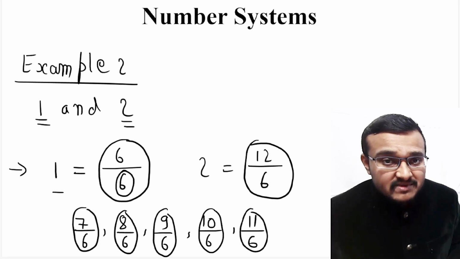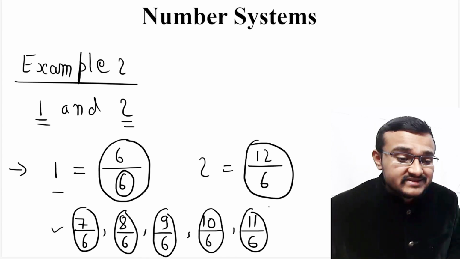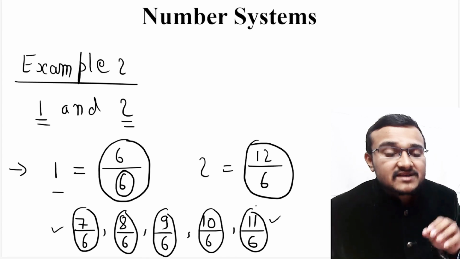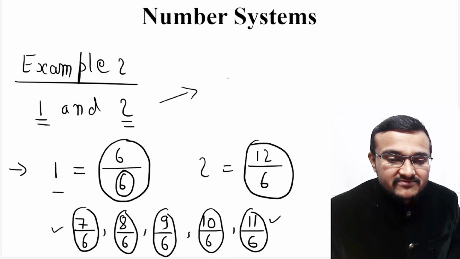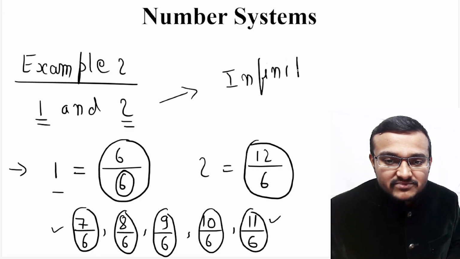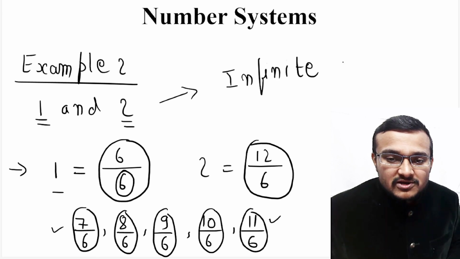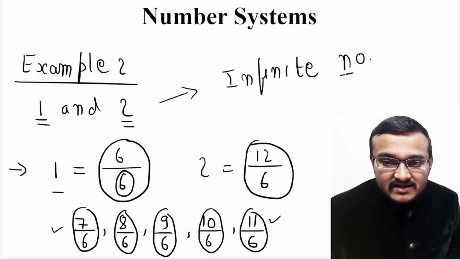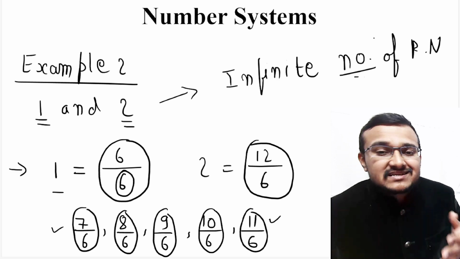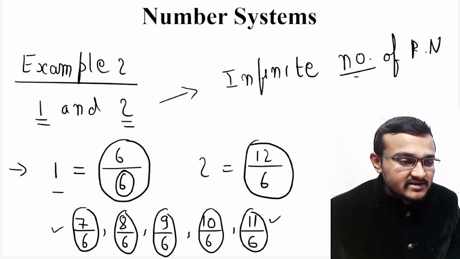And one more thing you should remember, these are not the only 5 rational numbers which lie in between 1 and 2. Always remember, between 1 and 2 there will be infinitely many rational numbers. So that means there will be so many rational numbers present in between 1 and 2.